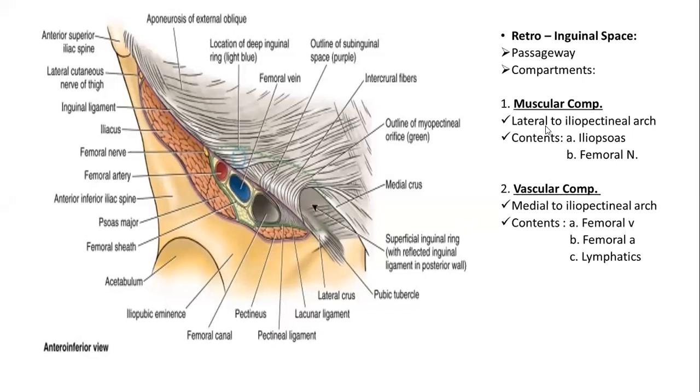So what is the purpose of these two compartments? What do they do? Since retroinguinal space in general is a passageway from abdominopelvic cavity into the lower limb, the muscular compartment serves the function of passageway from pelvis to anterior compartment of thigh, whereas the vascular compartment serves the function of passageway from pelvis to femoral triangle in particular. So I hope this point is clear to everyone.